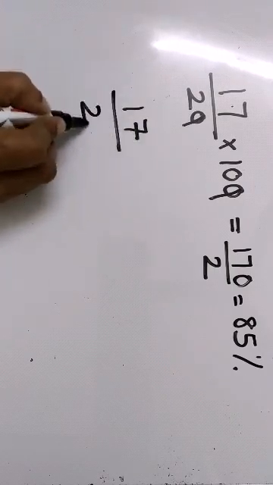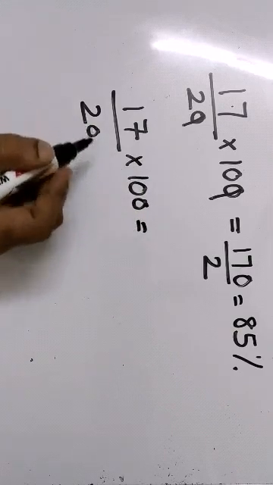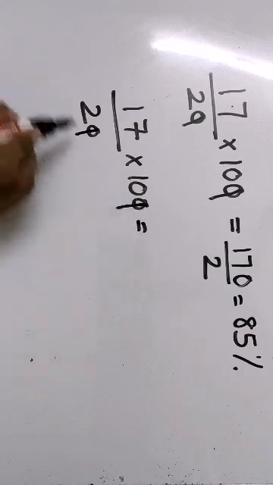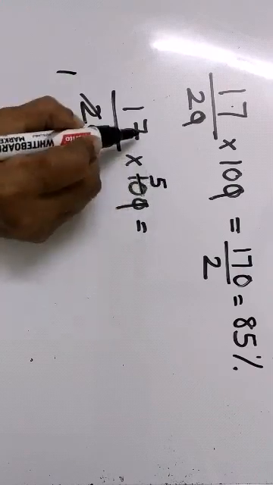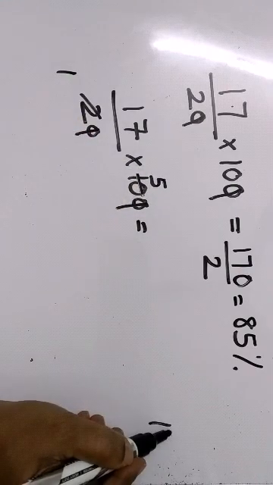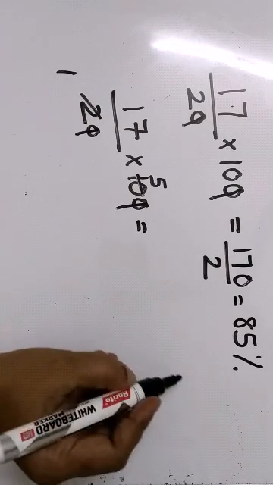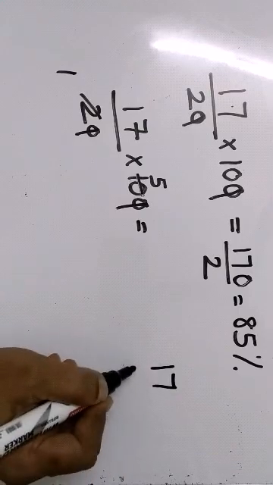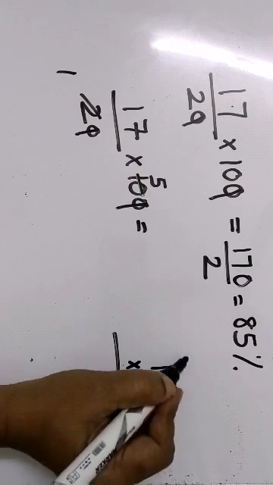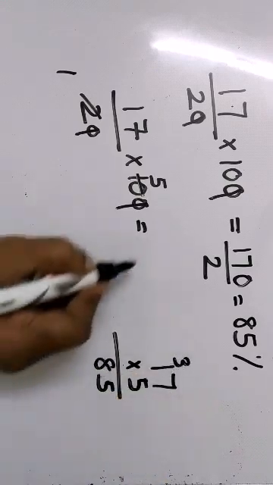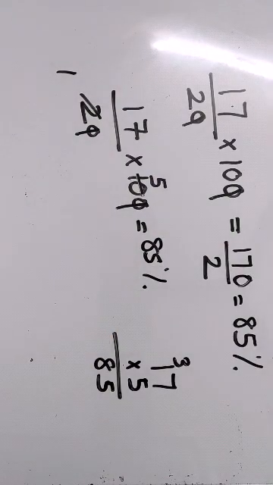17 upon 20 into 100. Remember your zeros, children. Only 1 zero. You could even cancel this like this. 2 1s are 2, 2 5s are 10, and 17 into 5. You can multiply here, because I know you all don't know your 17 times table. You know up to 15. Very few may be knowing. 17 into 5 is 85. So it's 85%. Okay.